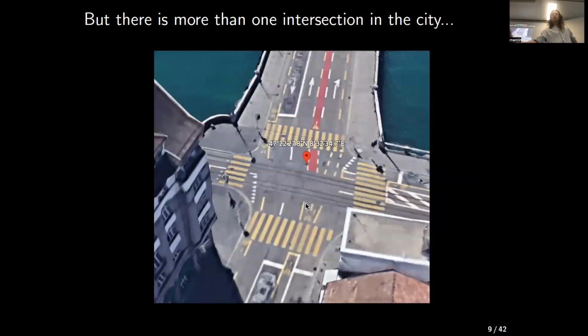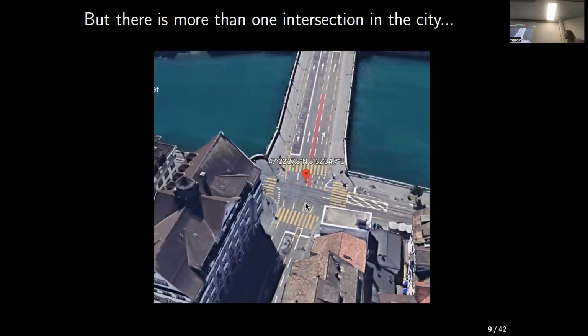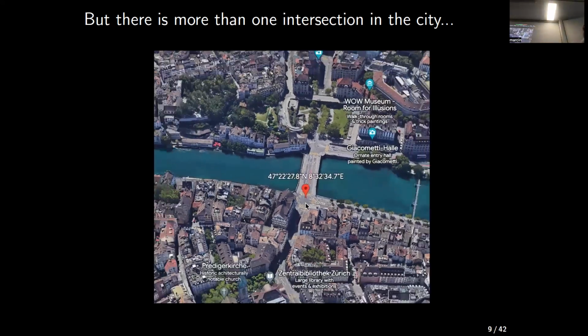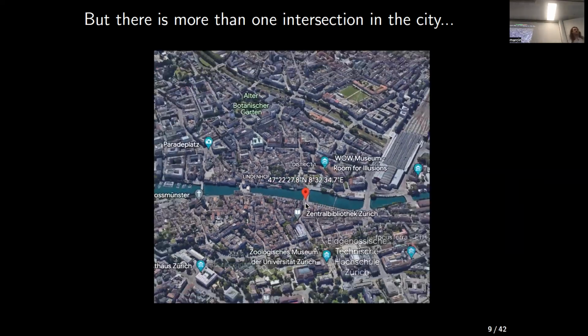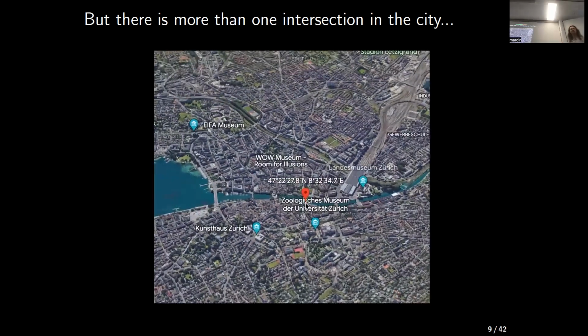Okay, so now we're going to adapt to traffic. That's great. We're going to have better traffic at a single intersection, but the city is not just one intersection, right? In Zurich, we have quite a lot of intersections, and what we have to think about is how what we do at this one single intersection by the Limmat affects the whole traffic system.